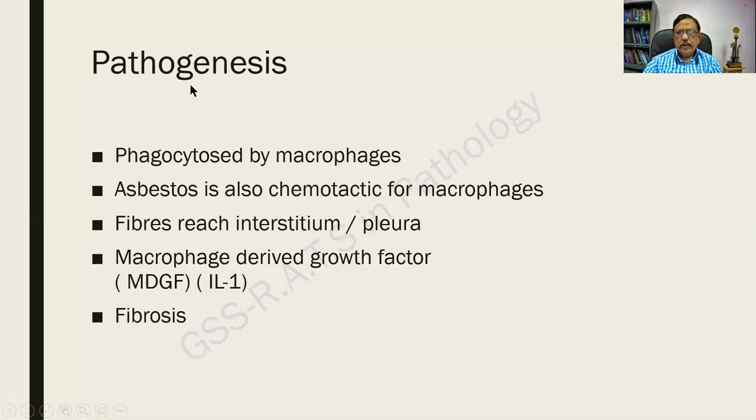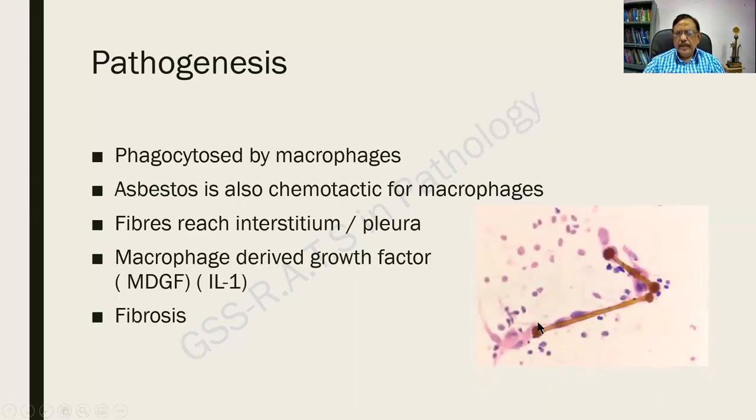And what is the actual mechanism? You are expected to write this. It is phagocytosed by the macrophages. You will be seeing it in the subsequent picture. And it also attracts the macrophages. It is chemotactic. It can reach the alveoli, the interstitium, or the pleura, and it will cause a fibrosis. And the macrophages themselves will produce a growth factor called macrophage-derived growth factor. The rest I will show you in the next picture.